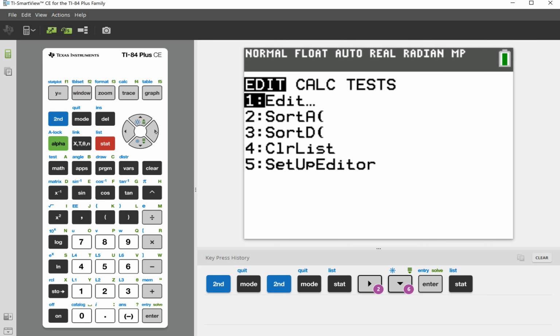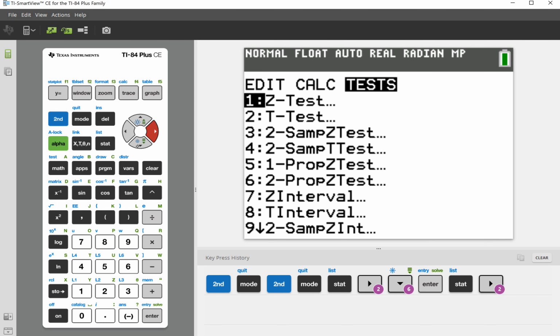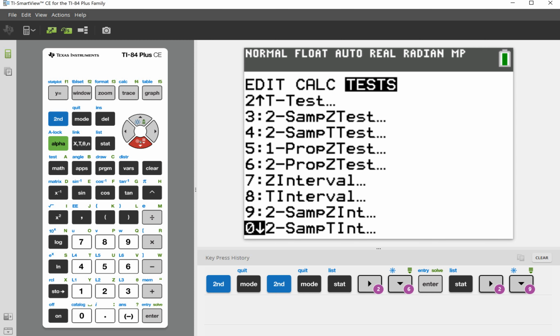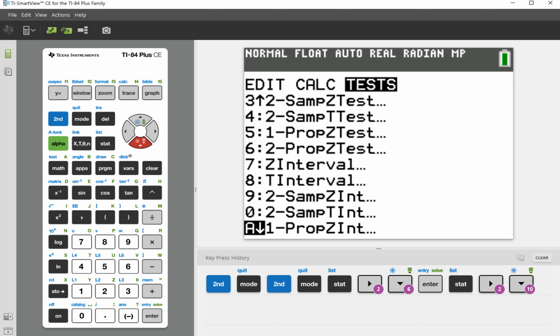What we do want to do, and with proportions, this is true for everything in this calculator, it needs to have the word prop, P-R-O-P, for proportions. And again, we're not in tests yet, so you got to keep scrolling down. Keep scrolling. There we go. Now at A, we have one proportion z interval. That's what we got. We got one proportion we know about, and we're looking to make a z interval.